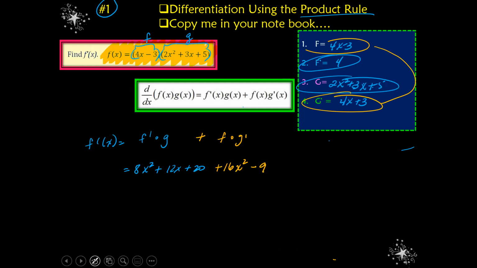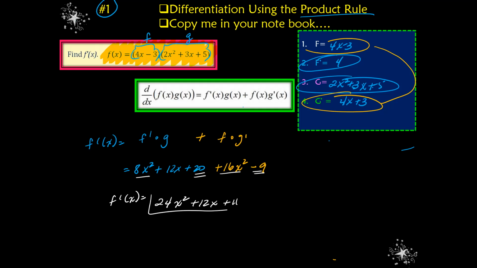Now you're going to go ahead and combine like terms. So f prime of x is going to give you a 24x squared plus 12x plus 11. And that right there is your answer using the product rule.